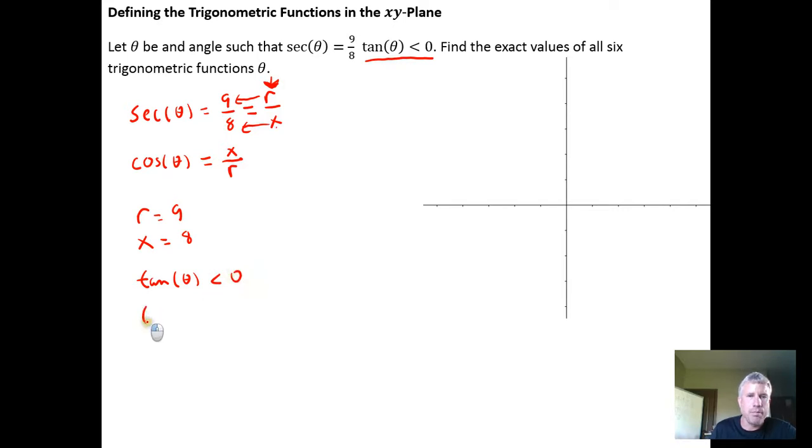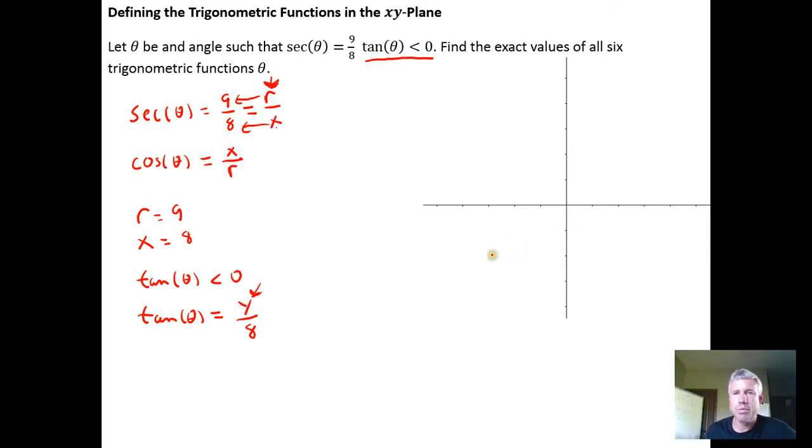And then we need to think about, how was the tangent defined? Well, the tangent was defined as opposite over adjacent with respect to the reference angle, or the y-coordinate over the x-coordinate. So the only way for the tangent to be less than 0 or negative is for one of these two numbers to be negative and the other to be positive. But we already know that x is equal to 8 and it's positive. That means y must be a negative number. So y needs to be negative.